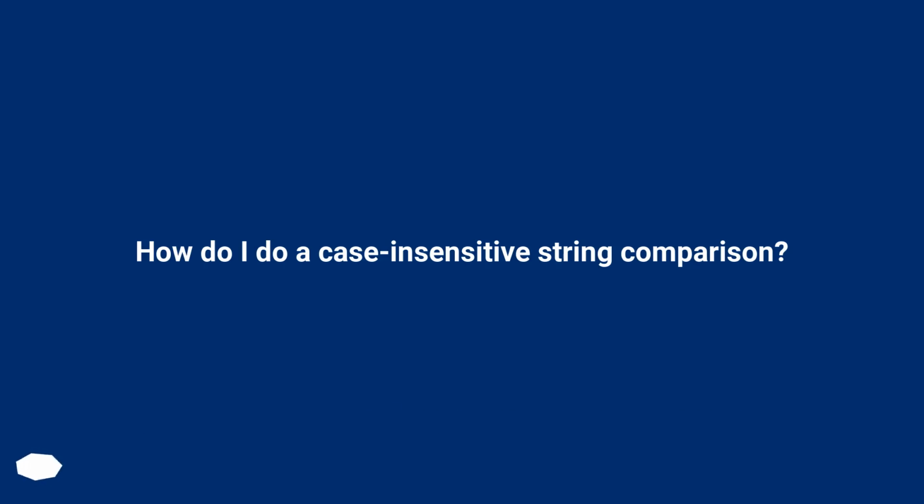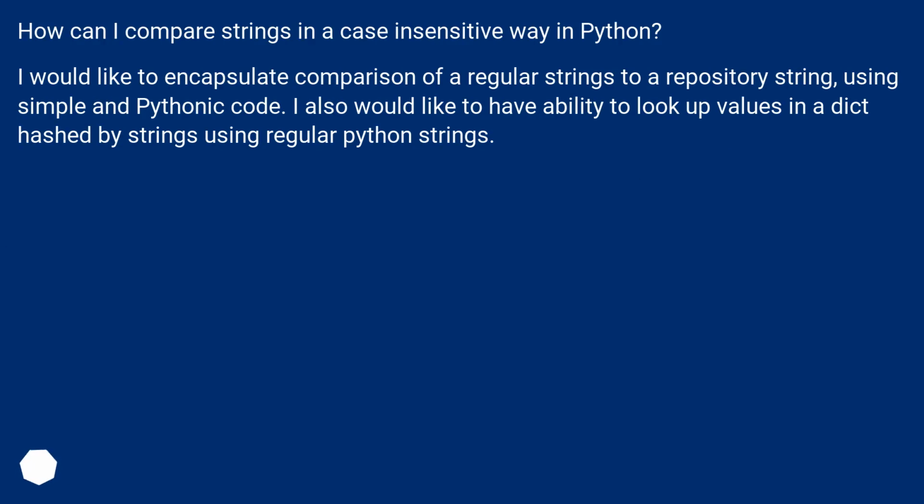How do I do a case-insensitive string comparison? How can I compare strings in a case-insensitive way in Python? I would like to encapsulate comparison of irregular strings to a repository string, using simple and Pythonic code. I also would like to have the ability to look up values in a dict hashed by strings using regular Python strings.